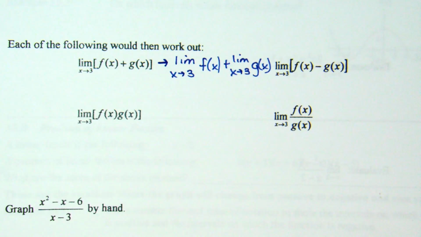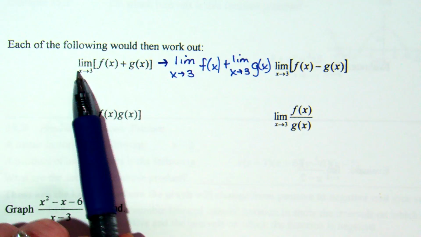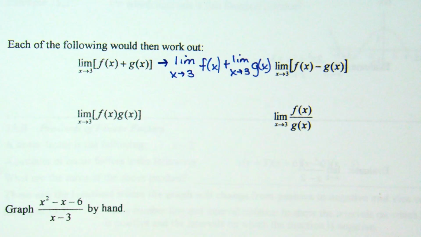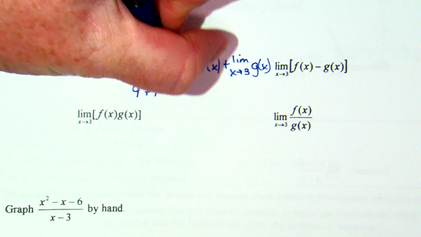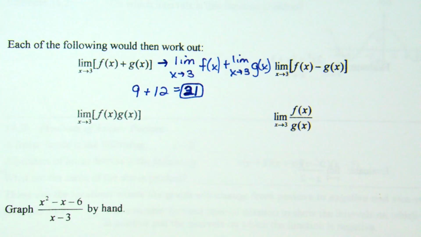Okay, so the sum of the limits. This is the limit of the sum, so it's the limit of two things added together, is equivalent to the sum of two limits added together. And they're both approaching 3. So, as you guys already said, 9 plus 12 is 21. Your teacher has an issue with 21, but okay. I think it looks like a 21 now.